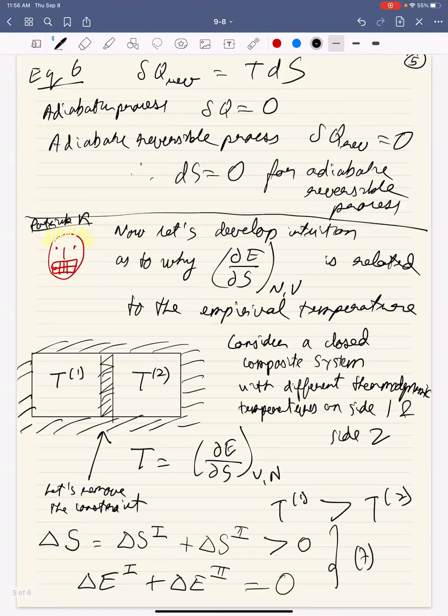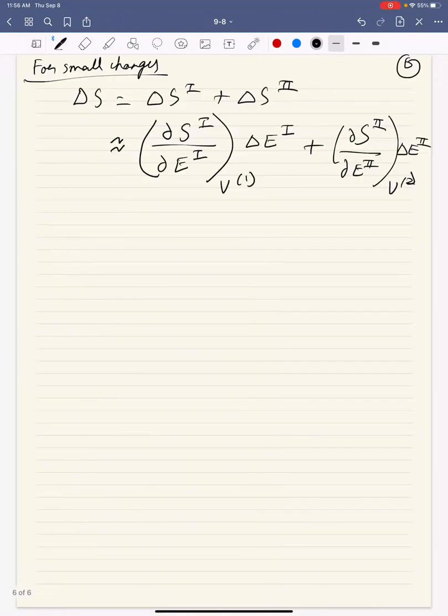In your homework, you will be doing an analogous thing where you will move your constraint in a different way. You will allow mass to happen, and that's how you will prove the idea for pressure. That will make sure that you get this concept correct.